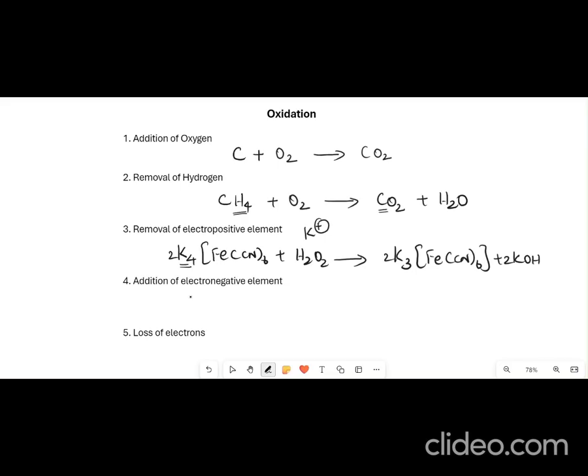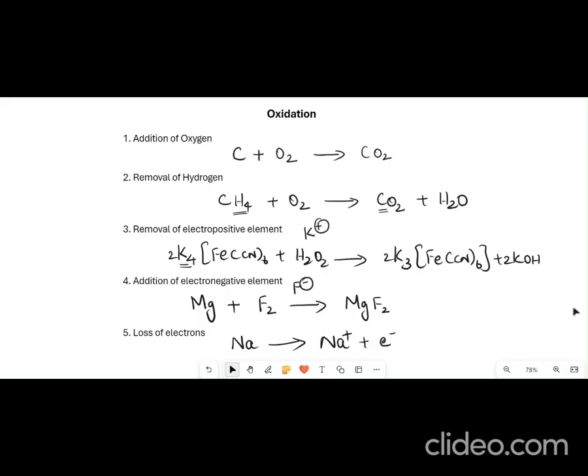Another example: Mg reacts with F2 to form MgF2. Fluorine is an electronegative element, so addition of an electronegative element has taken place. This is also an example of an oxidation reaction. And one more example: Na, an element, loses one electron and becomes Na+ plus e-. An electron is lost and sodium is converted to Na+. So here loss of electron has taken place. All these are oxidation reactions.